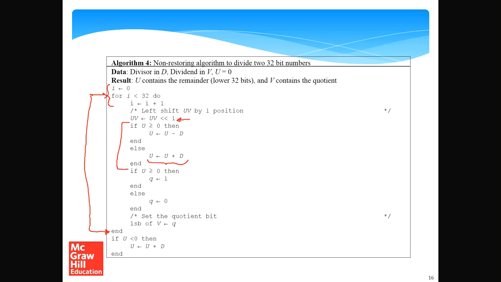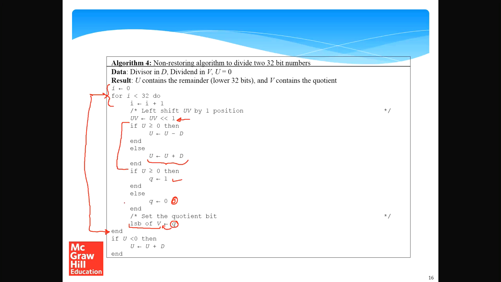So what it's saying is that we take a look at the sign of u. If it's positive, we subtract the divisor. If it's negative, we add the divisor. After that, if u is positive or 0, we set the quotient bit to 1. Otherwise, we set the quotient bit to 0. And finally, the quotient bit q, the number that we computed, is set to the least significant bit of v. And so this is the way that we do this algorithm.